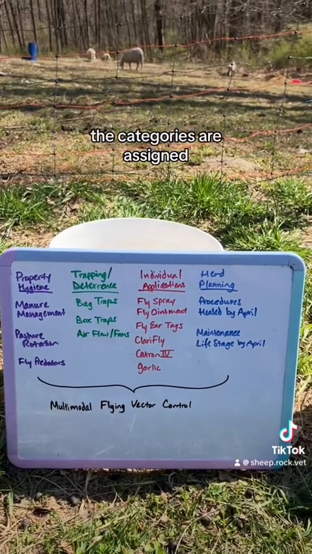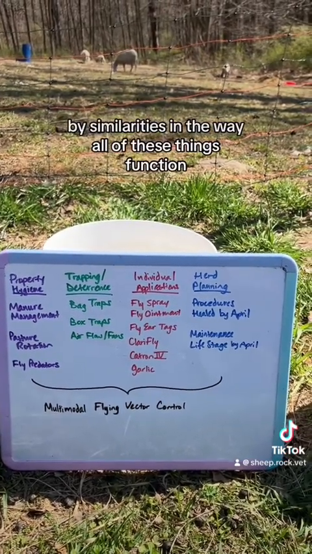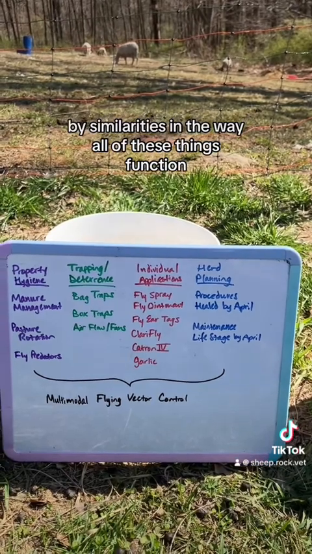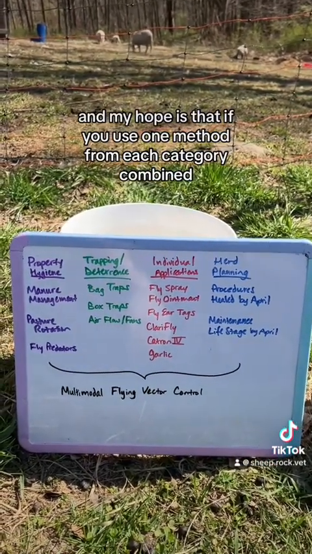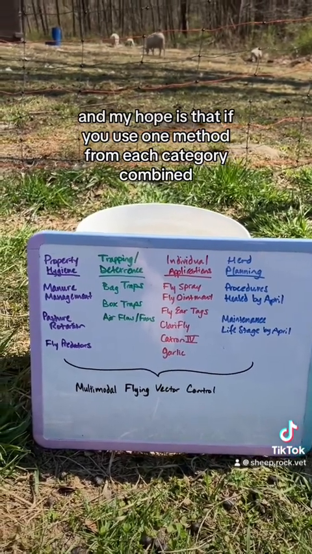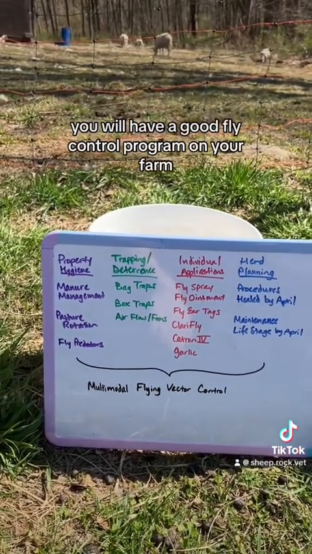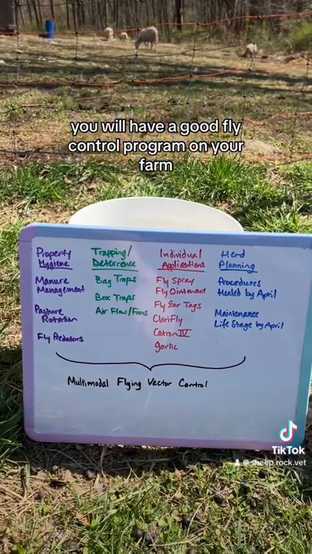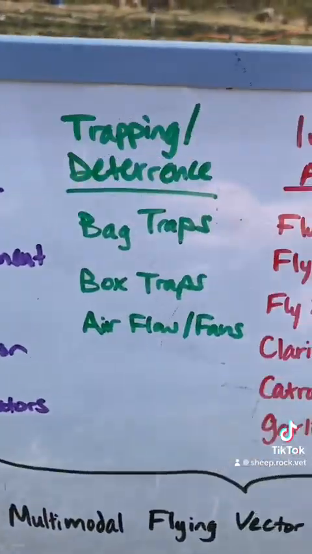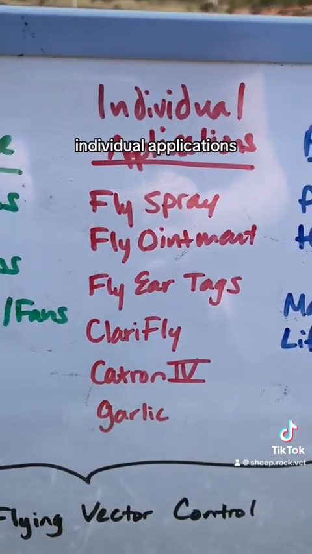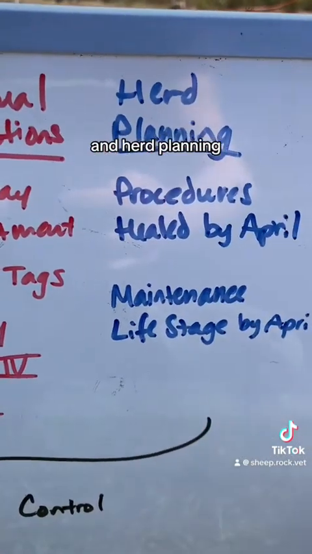The categories are assigned by similarities in the way all of these things function. And my hope is that if you use one method from each category combined, you'll have a good fly control program on your farm. And the 4 categories are property hygiene, trapping and deterrence, individual applications, and herd planning.